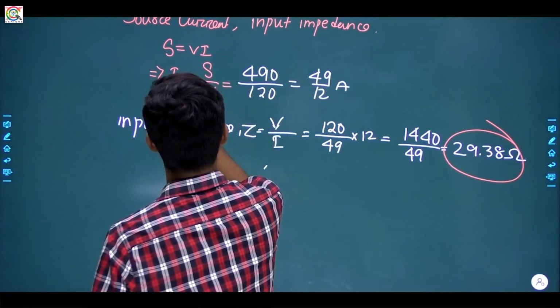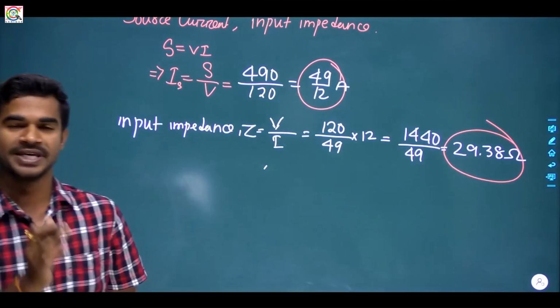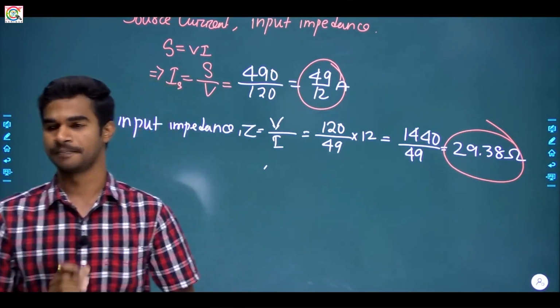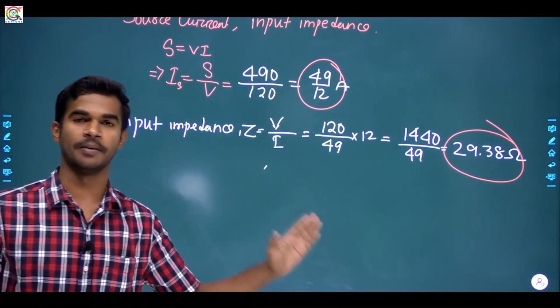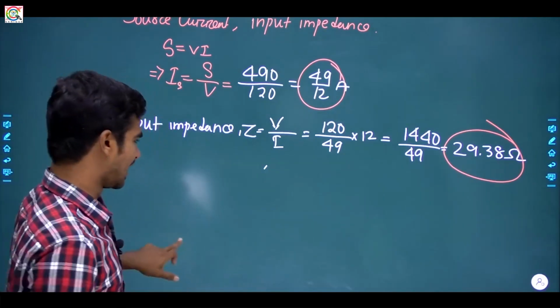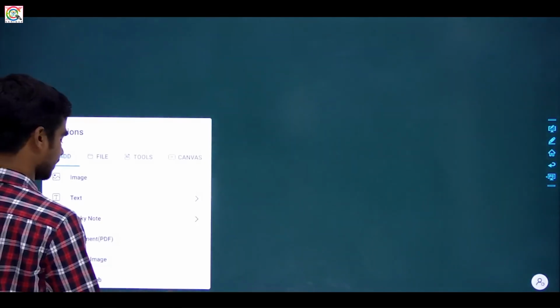And the source current is how much? 49 by 12 ampere. The VA rating of the combination is how much? 490 VA. Okay, so you got the answer by the first method, that is the power balance equation. Now let's solve this question by the MMF balance equation.